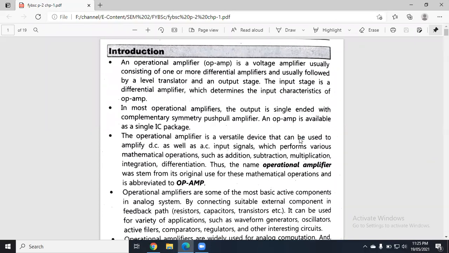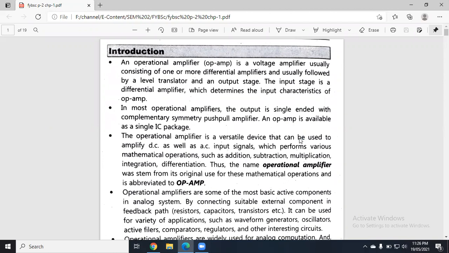Hello students. In this lecture we are going to start our FYBSc paper 2. The code for this paper is EL122. The name of the paper is Analog and Digital Device Application. So in this lecture we are going to start with chapter number 1, which is operational amplifier.